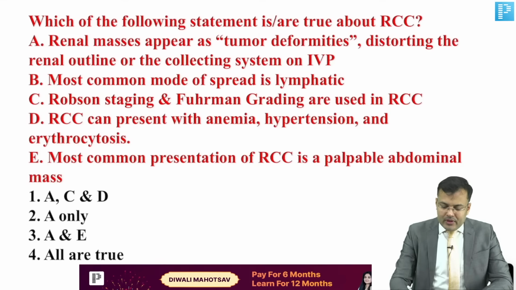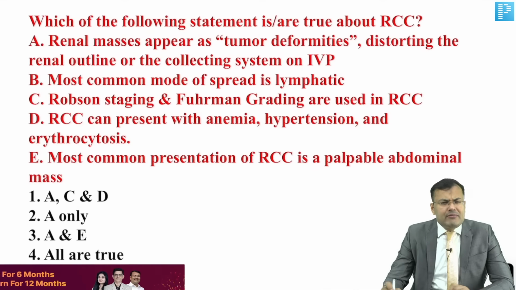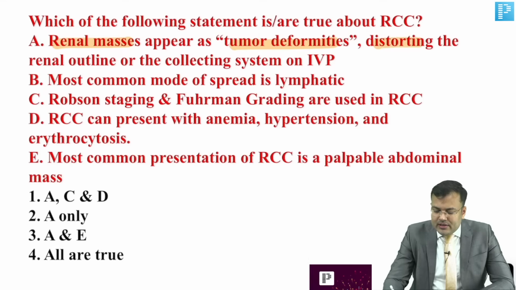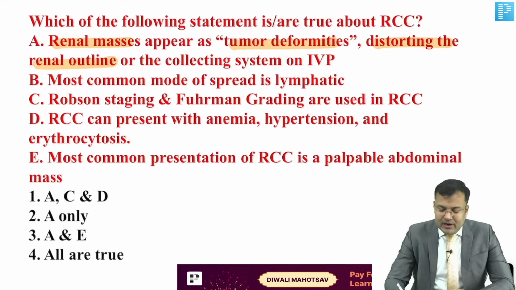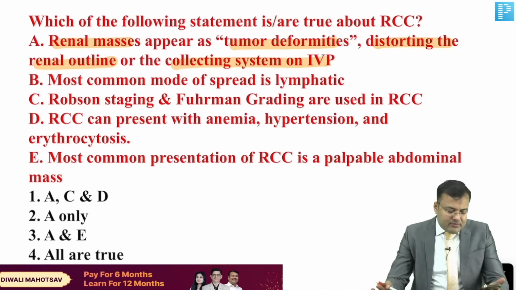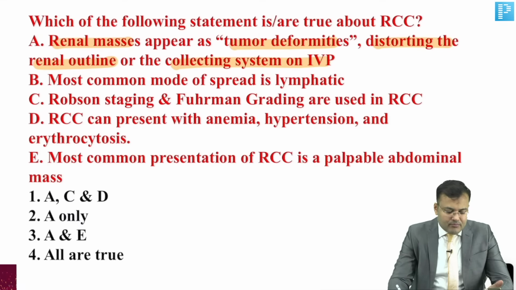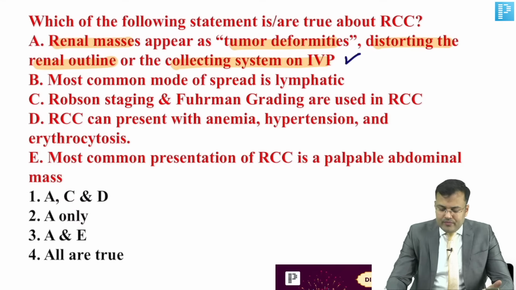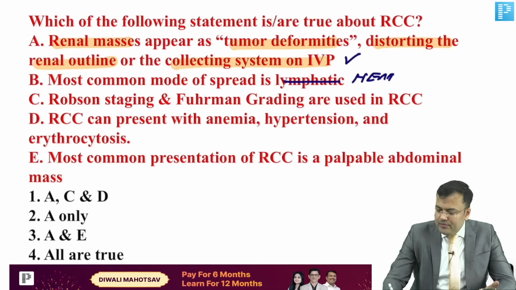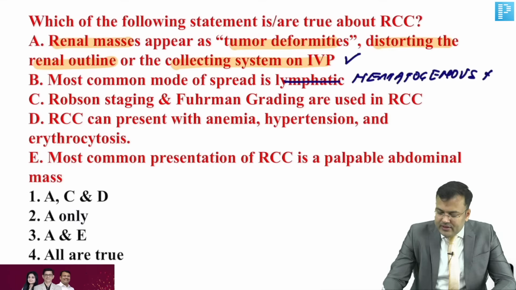Guys, tell me, which of the following statements is or are true about RCC? One by one we are going to discuss. First, renal masses appear as tumor deformities distorting the renal outline or collecting system on IVP. Tell me, is this true or false? One by one, true or false? Tell me. First one is true. Most common mode of spread, it is not lymphatic, it is hematogenous. So, that is false.